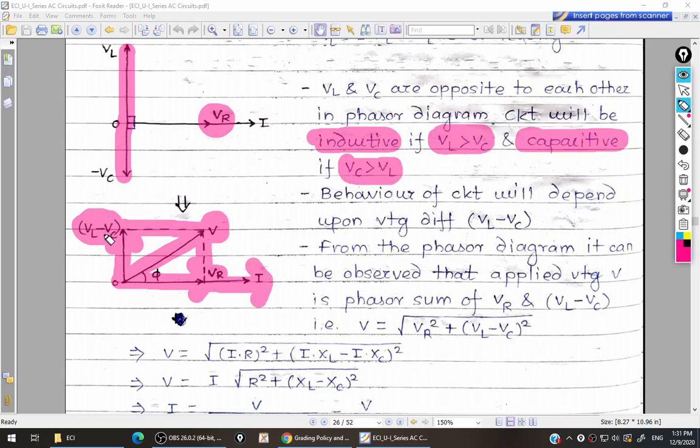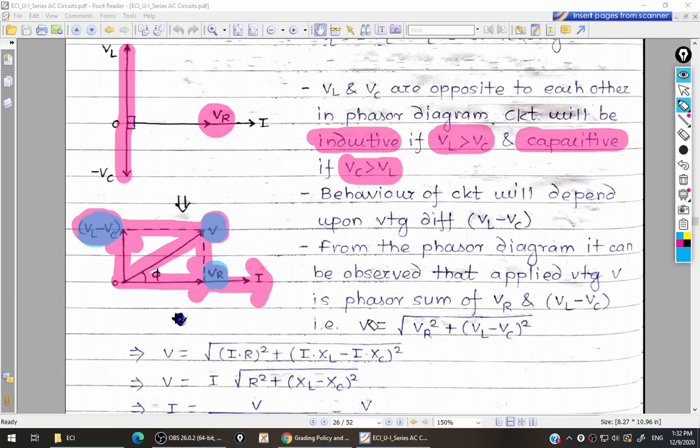Okay, if you carefully look at this, you will observe that VR is on the x-axis but VL minus VC is on the y-axis. If two quantities are on different axes, we cannot add them directly. In that case we have to use phasor addition or vector addition. This voltage V is due to the combination of VR and VL minus VC, but while writing the value of V, we have to take the phasor sum. So how can we take the phasor sum?